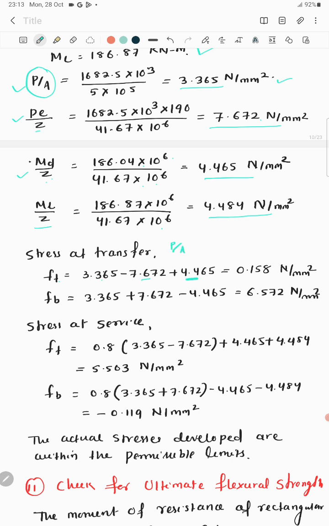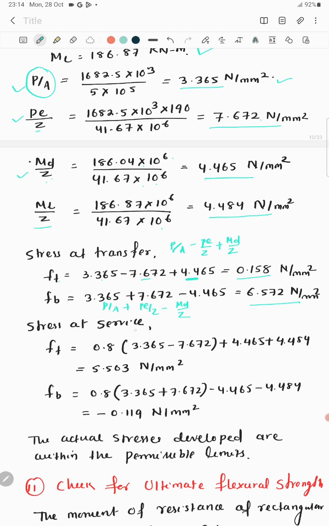P by A minus P by Z plus MD by Z, which comes to 0.158 Newton per mm square. Similarly, at the bottom the expression will be P by A plus P by Z minus MD by Z. So after putting all the values, we got 6.572 Newton per mm square.